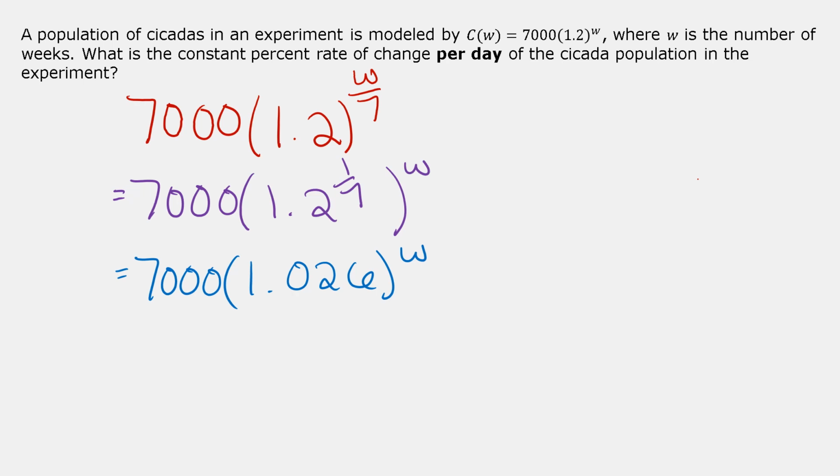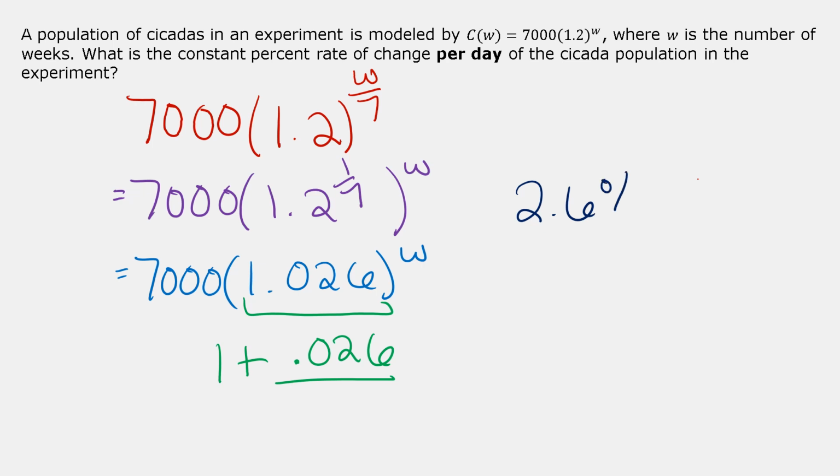What are they asking us for? Rate of change. So we need R. So we need to think 1 plus what would get me to 1.026, which would be 0.026. So 0.026 written as a percentage would be 2.6%. Sorry, R. And are they increasing or decreasing? You said increase. So they're increasing per day.